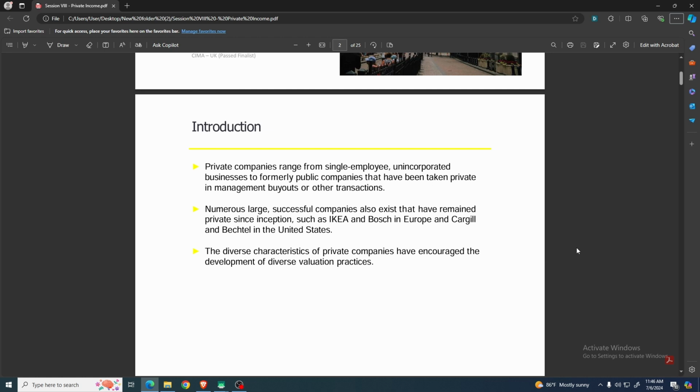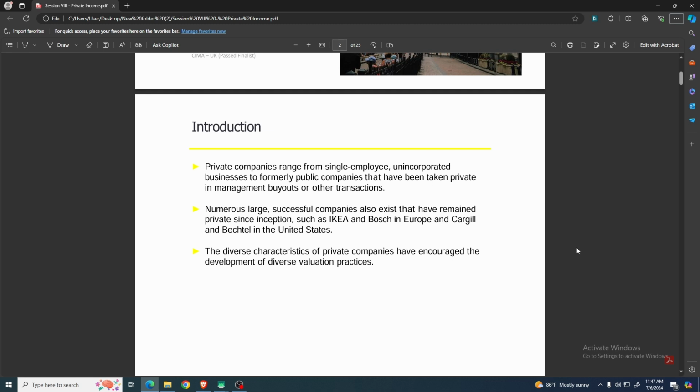Private companies span a wide spectrum, as we just spoke about. On one end, we have small unincorporated businesses operated by a single individual or a family. These are often local businesses, such as a family owned bakery, a local consultancy firm, or a family owned restaurant. On the other hand, we find large corporations that were once publicly traded but have been taken private through management buyouts or other types of transactions. These could include firms that have significant market presence and operational complexity.